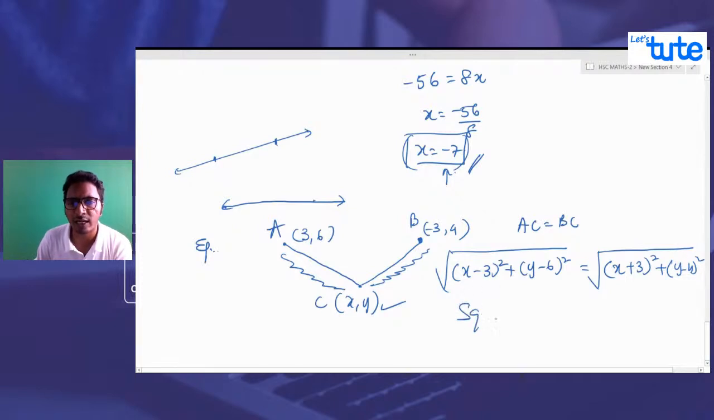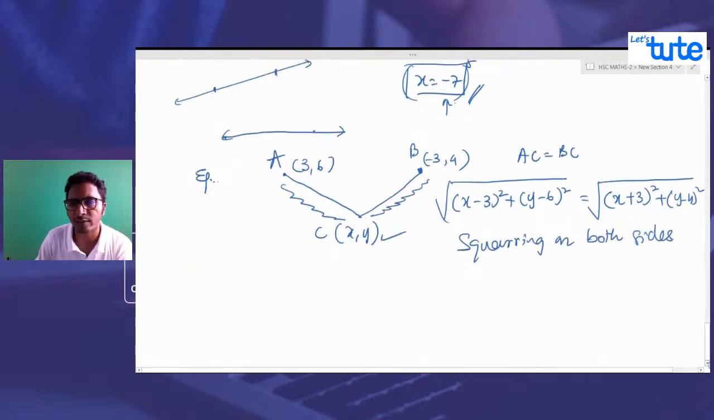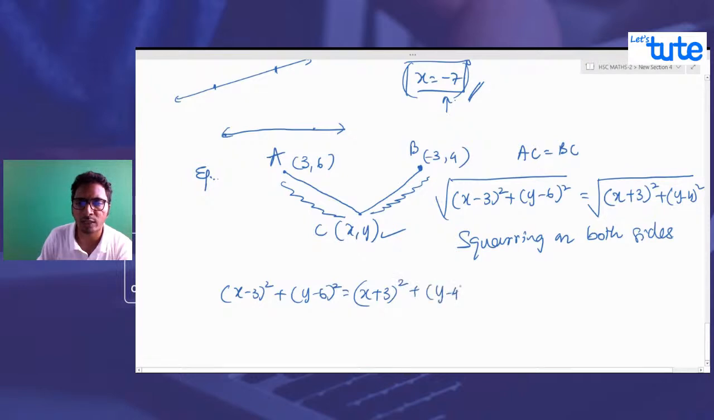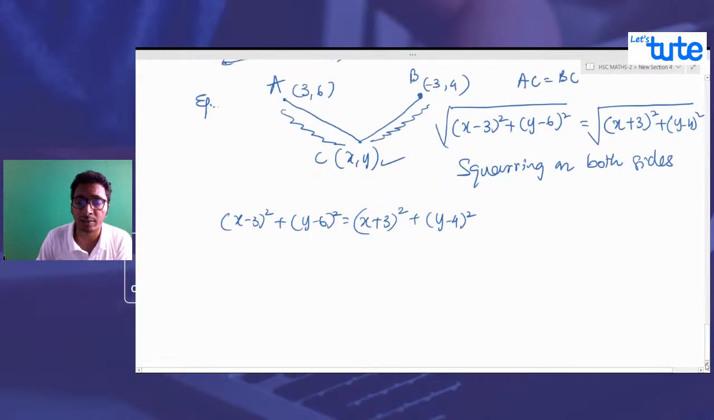Squaring on both sides will get rid of the square roots. So let us square on both sides. What are we going to get? We are going to get (x minus 3) the whole square plus (y minus 6) the whole square equals (x plus 3) the whole square plus (y minus 4) the whole square. Now we are going to apply the (a plus b) whole squared and (a minus b) whole squared formulas.